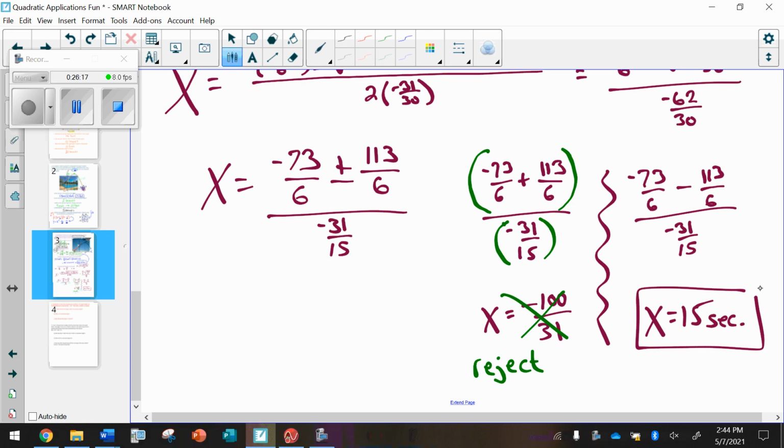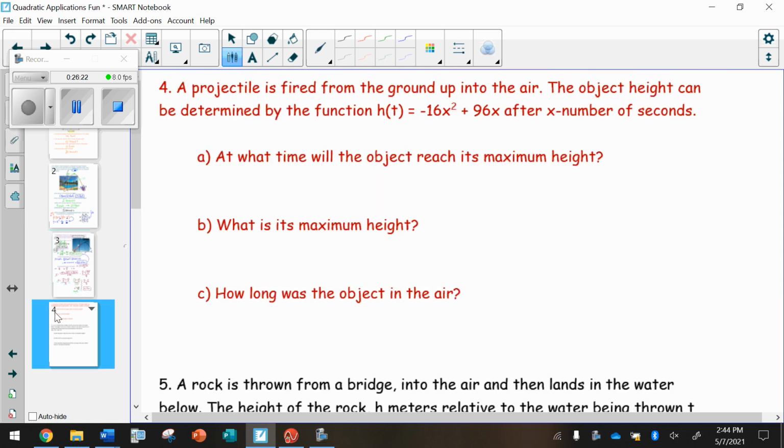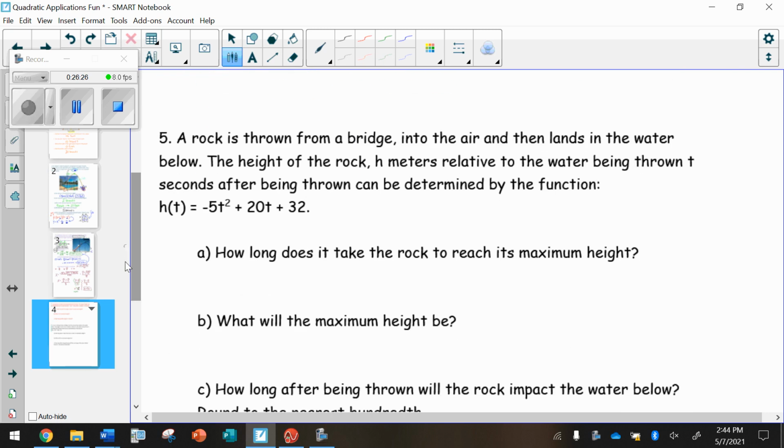All right, I think I blew your mind enough. So try the last two. They are much easier, much more straightforward. The answer key is in Teams, so you can check to make sure you did it correctly.